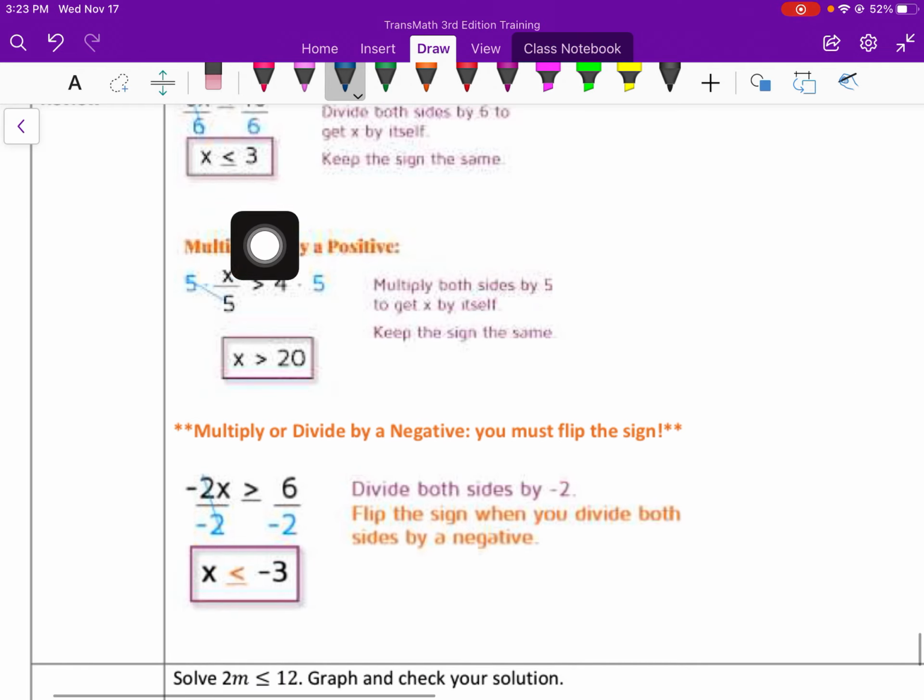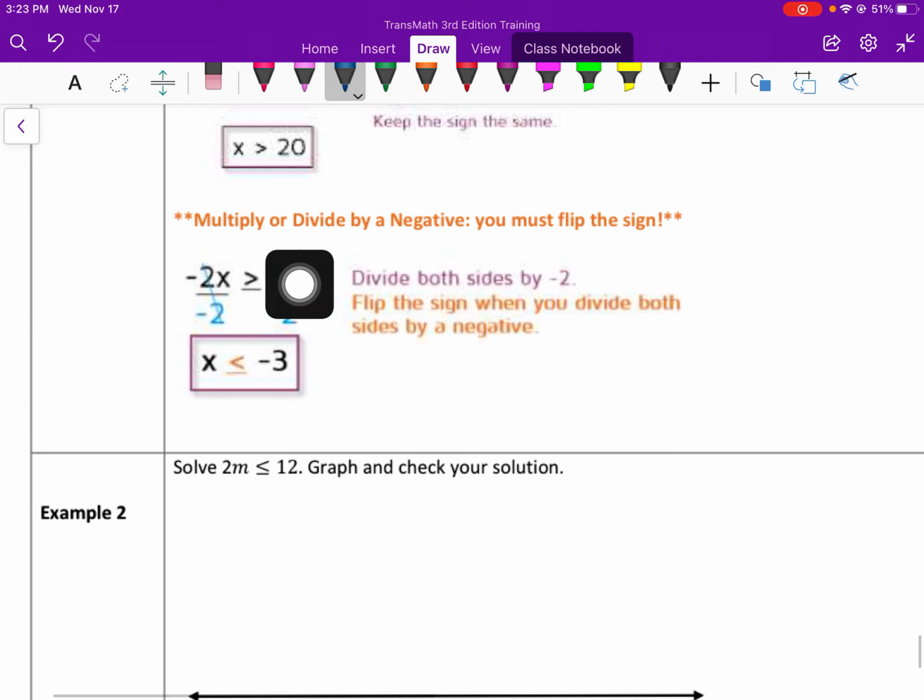When we multiply by a positive, x divided by 5 is greater than 4. So to get rid of divided by 5, we multiply by 5. That gets rid of our 5's here, and we get x. And 4 times 5 is 20. Notice we keep the inequality sign the same when we multiply by a 5.